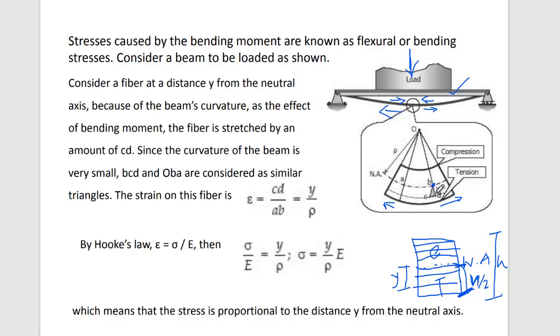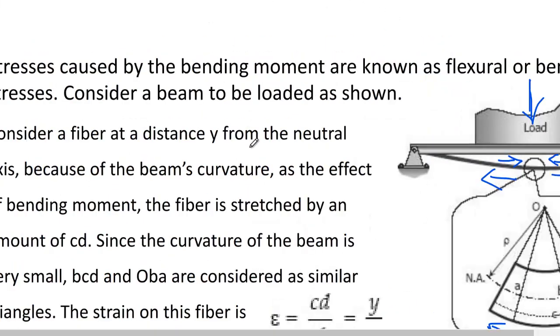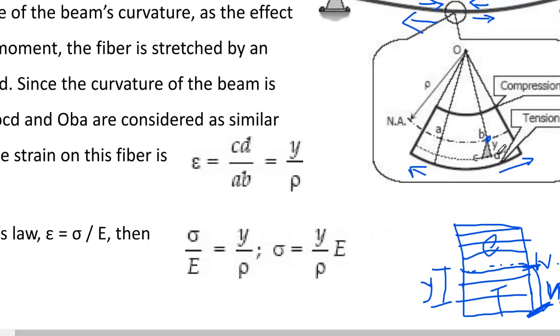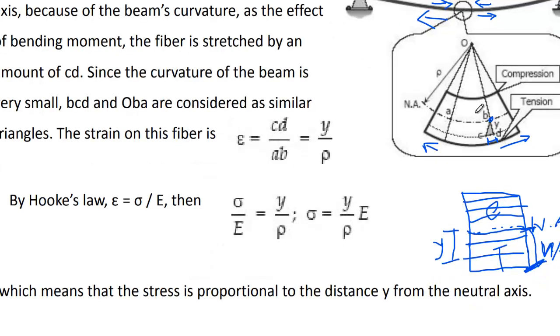Do you understand? After y distance, we consider a fiber, which is CD. Because of beam curvature, as an effect of the bending moment, the fiber is stressed by an amount of CD. Initially, if I amplify it, can you see? This portion is the extended portion. Due to the tension, the fiber extends here, because below the neutral axis it is feeling tension. If it is feeling tension, it will be stressed or elongate a little bit. So at y distance, this is the amount of stress or elongation.